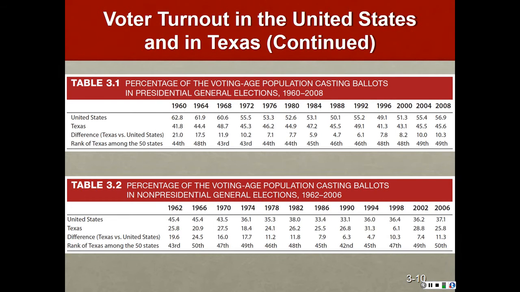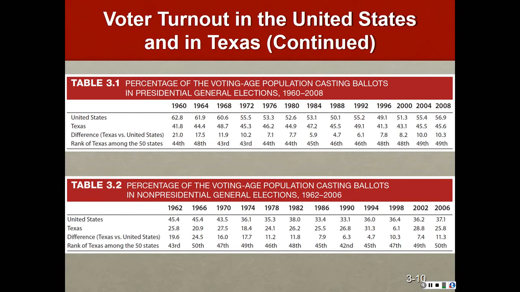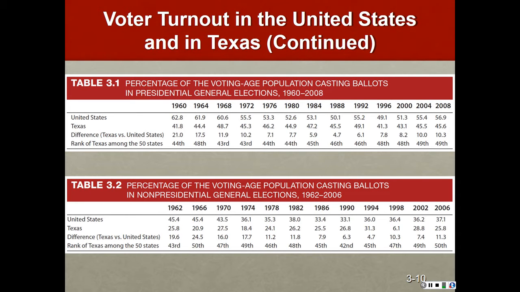These two tables, once again, go from 1960 to 2008. The top table is presidential general elections. That's table 3.1. Table 3.2 is the percent of the voting age population casting ballots in non-presidential general elections. What we need to remember about these non-presidential elections is that these are the elections in which we are electing our state leaders, our state executives. While they don't have an impact on the national level, they have a bigger impact on our life because we're electing our state leaders.